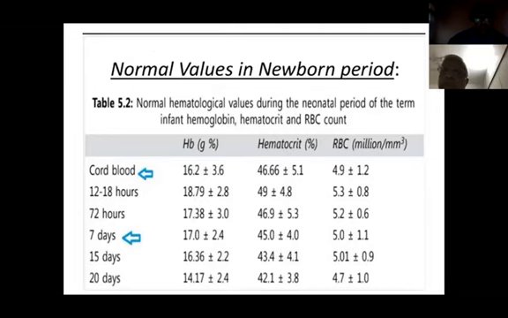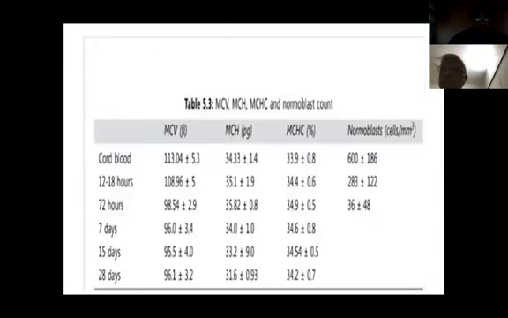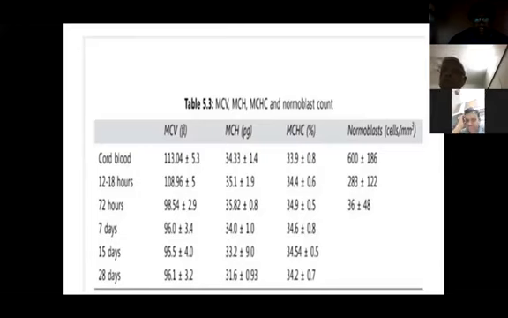Now, what are the normal values in a newborn? In cord blood, hemoglobin is 16.2 plus or minus 3.6. Hematocrit is 46.6. And at 12 to 18 hours, the hemoglobin is 18, and hematocrit is 49 plus or minus 4.8. At the end of 72 hours, hemoglobin is 17 and hematocrit is 46.9. So we should also know MCV, MCH and MCHC. If you look at MCHC, the value does not change at all. Whether it is cord blood, 12 to 18 hours, or 72 hours, it is the same, 34 only.